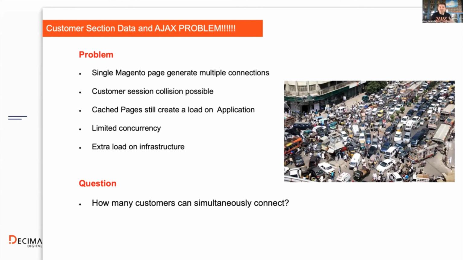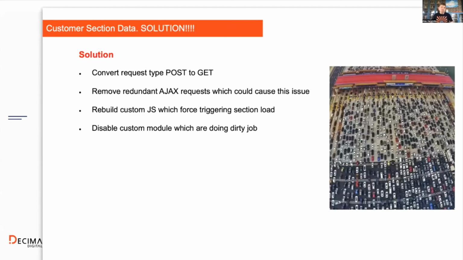This significantly reduces website concurrency because it uses PHP-FPM child processes to handle these non-cached requests. Even if the main page is cached, a customer still creates a load on the application. If the customer is logged in, it also might cause customer session collision issues, because each request starts customer session interaction. So what is the solution?